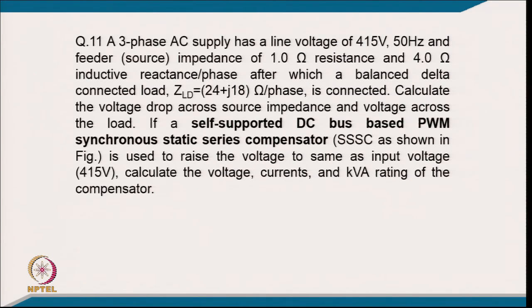Coming to numerical number 11: a 3 phase AC supply has a line voltage of 415 volt, 50 hertz, and a feeder impedance of 1 ohm resistance and 4 ohm inductive reactance per phase, after which a balanced delta connected load of ZLD equal to 24 + j18 ohms per phase is connected. Calculate the voltage drop across the source impedance and the voltage drop across the load. If a self supported DC bus based synchronous static series compensator is used to raise the voltage to the same as the input voltage, calculate the voltage, current, and kVA rating of the compensator.